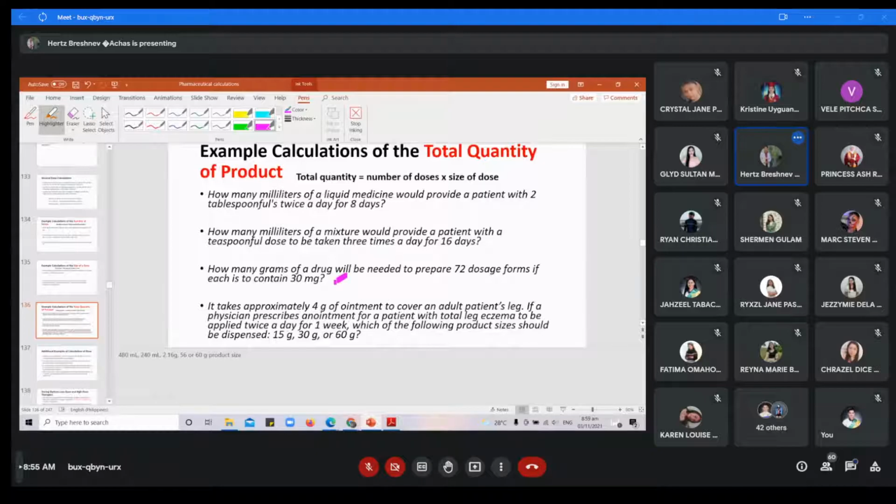So simply 4 grams times 2, why 2? Because it is twice a day. So 4 times 2 is 8. So the patient consumes 8 grams in one day because it is twice a day. Then the patient will use it for 1 week. So, times how many days in 1 week? 7. So times 7, that is 56. So meaning 56 grams are needed by the patient for 1 week.